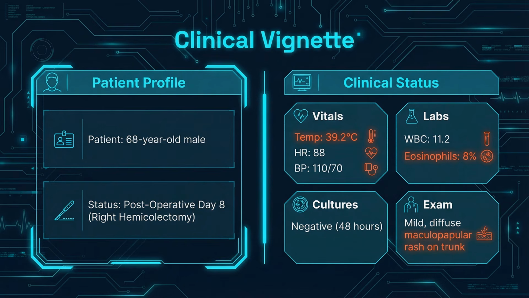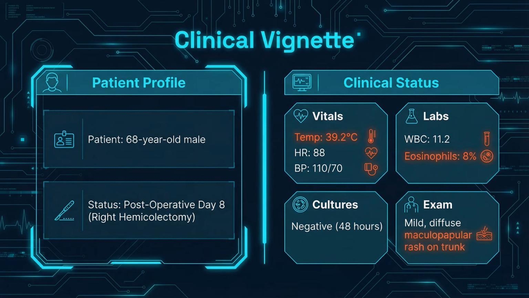Let us start with a case. You are called to see a 68-year-old male on postoperative day 8 following a right hemicolectomy. His temperature is 39.2 degrees Celsius, or 102.6 degrees Fahrenheit. His heart rate is 88, blood pressure is 110/70.